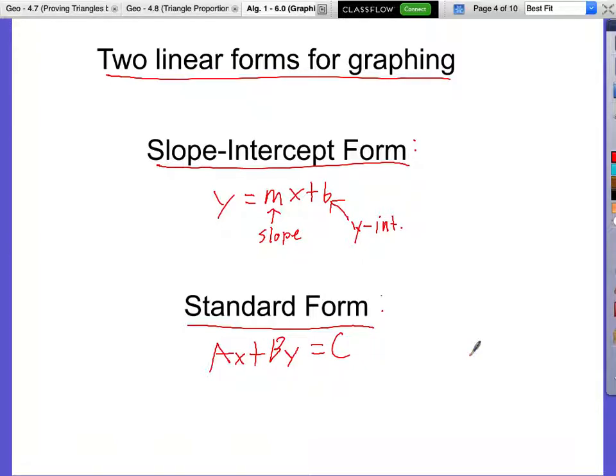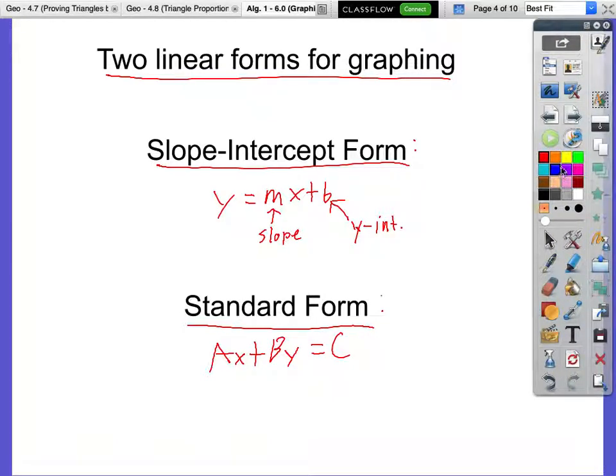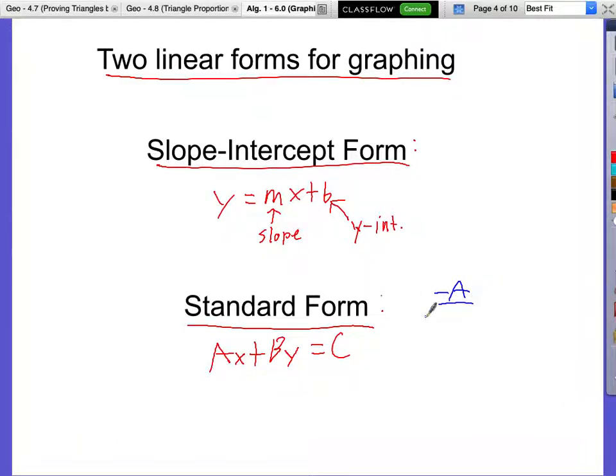Is it starting to come back a little bit, hopefully? Okay? And we can find our slope from standard form as well. Does anybody remember one of two ways that we could find our slope from standard form? Negative A over B. M, our slope, is equal to negative A over B. So you take whatever A is.